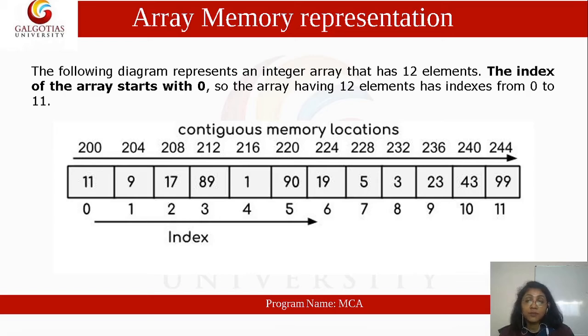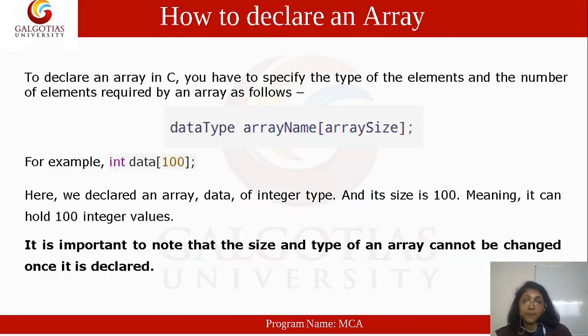So therefore, the first element is having first address of the first component 200, then the second will be 204, depending on the amount of memory that is being allocated for each component, and that also depends on the type of array you are declaring.